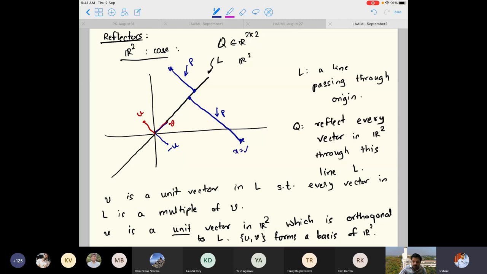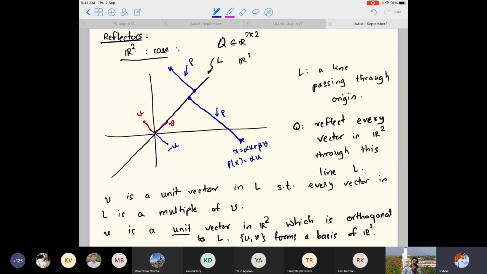This X will be equal to alpha U plus beta V for some alpha and beta. And when you apply P to X, you get alpha U. So you are falling onto this line, and this length is anyway alpha.